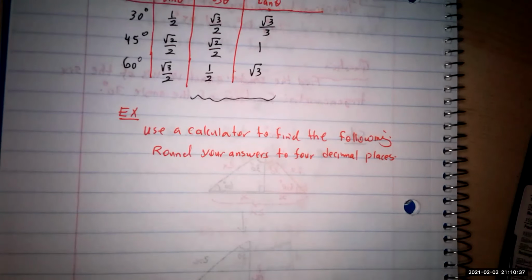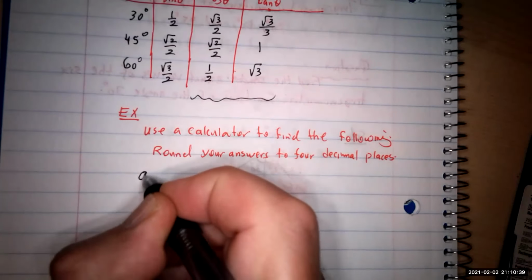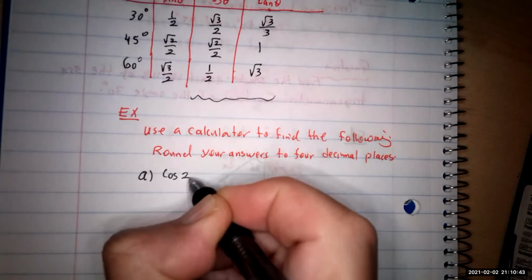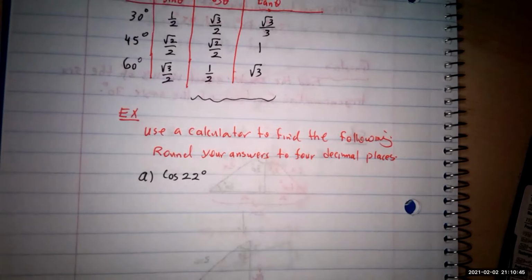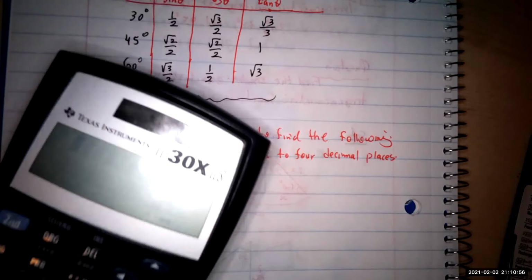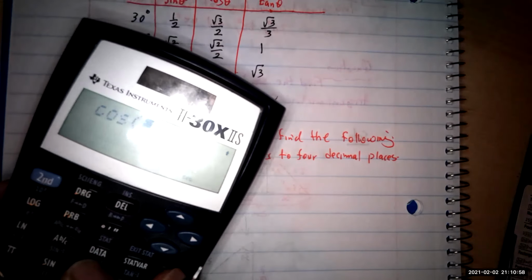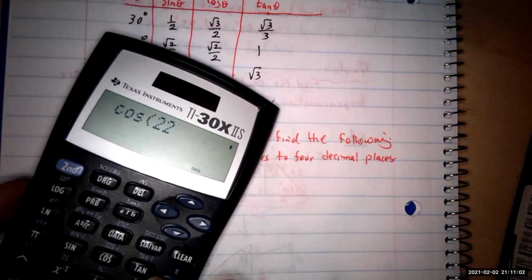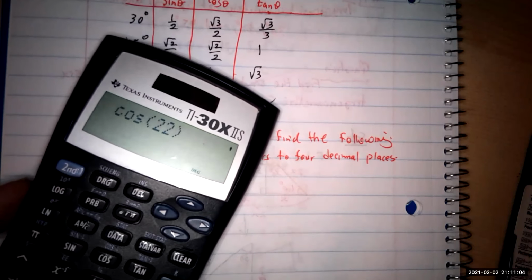Just to show you a couple of them and then be done. Suppose you want to find the cosine of 22 degrees. Get practice with your calculator. Even your cell phone will give you these numbers, but on the test, you cannot use your cell phone. So this is it. This is the cosine of 22, and that's it.